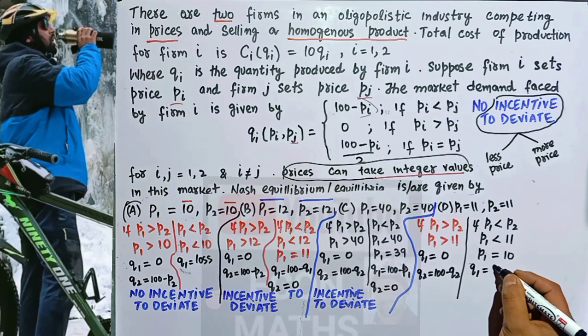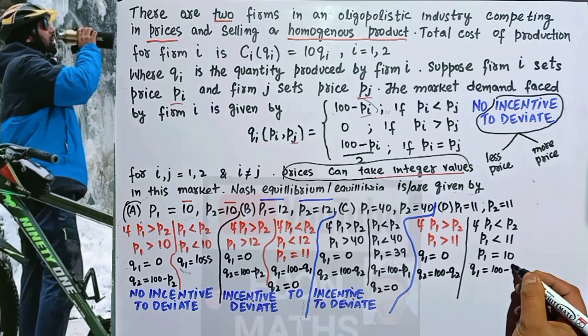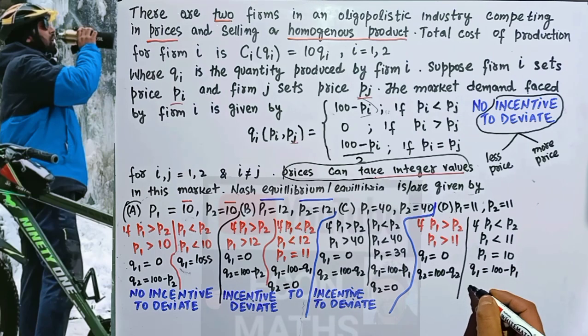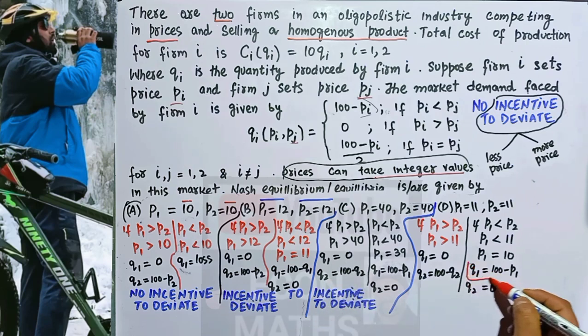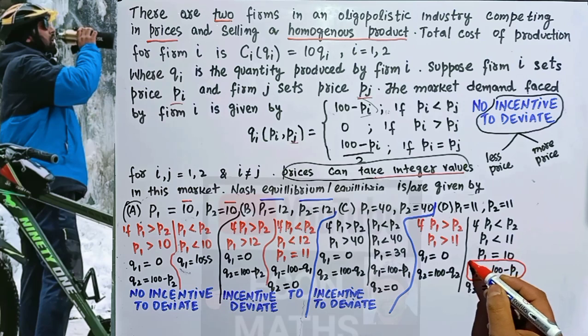That means 100 minus P1, and firm 2 gets 0 share of the market. So is there an incentive for firm 1 to charge a lower price? Superficially, it seems okay, firm 1 will get all the market share here.